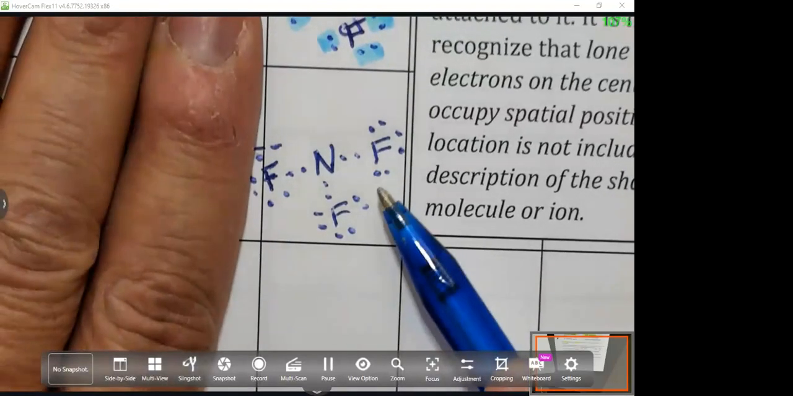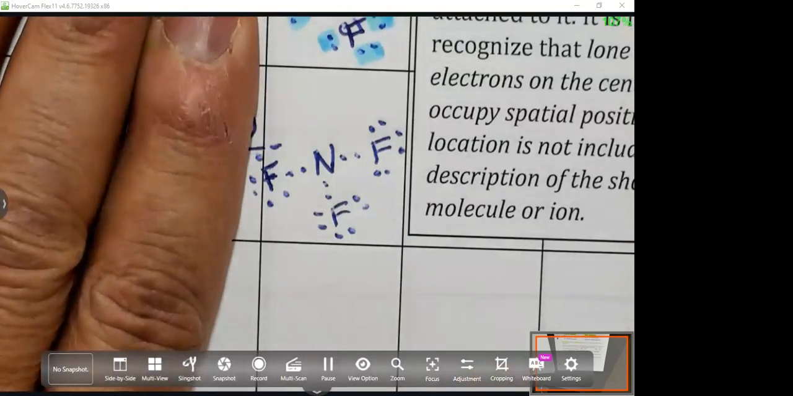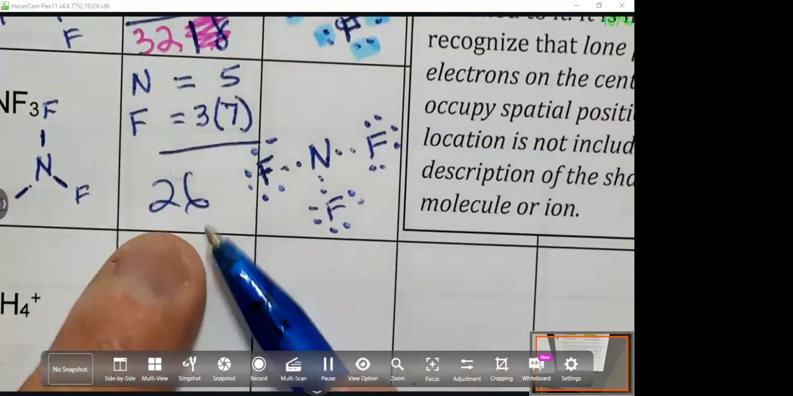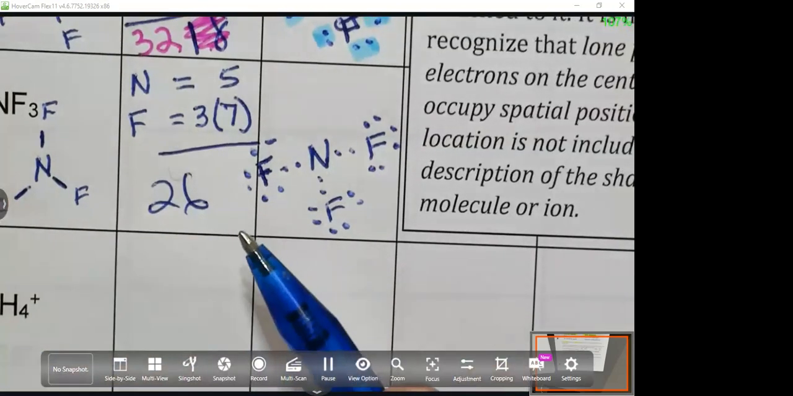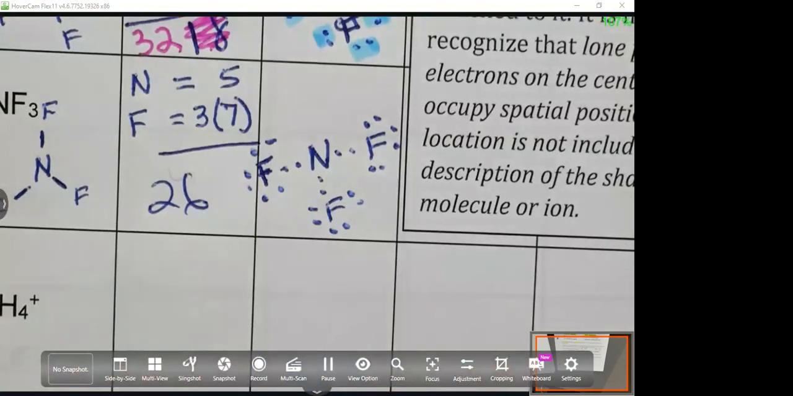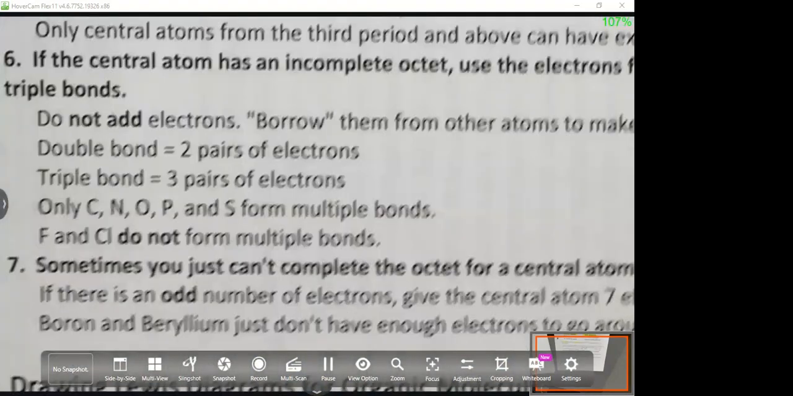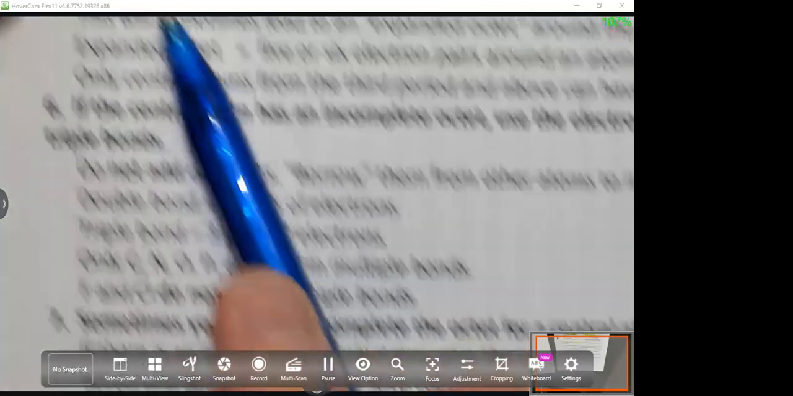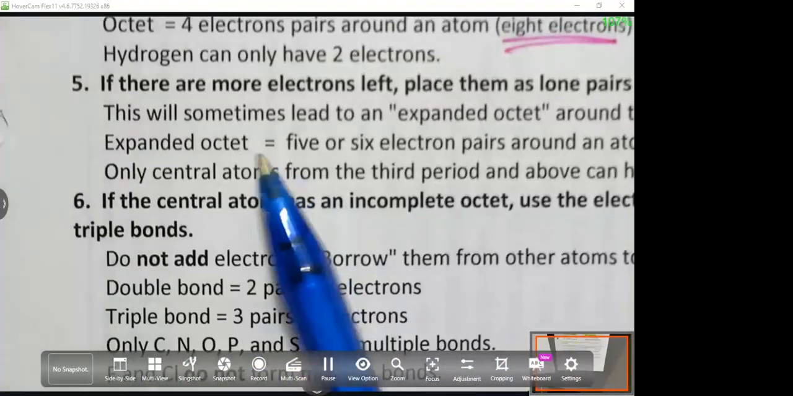How many total valence electrons do I have down so far? 8 times 3, 24. Yes? How many more do I got to go? Because I need 26. 2 more. Let's look at what we need to do next then. Here's the directions. Number 5.